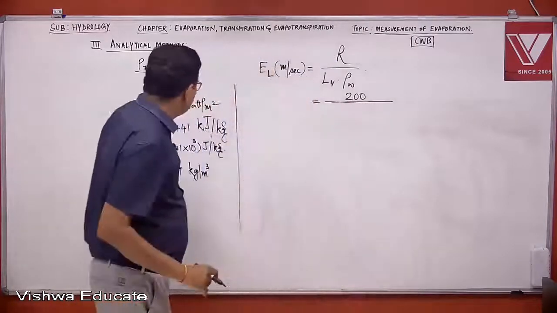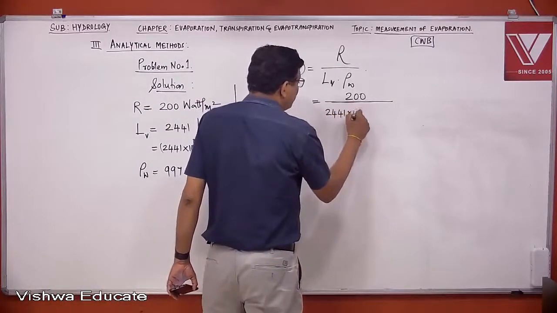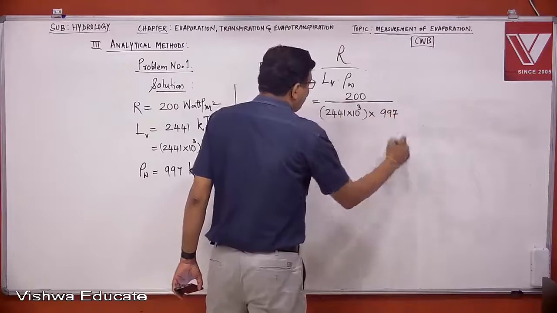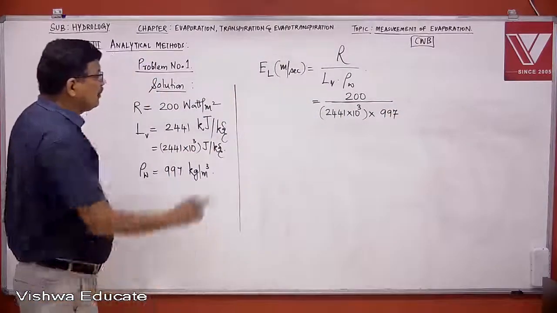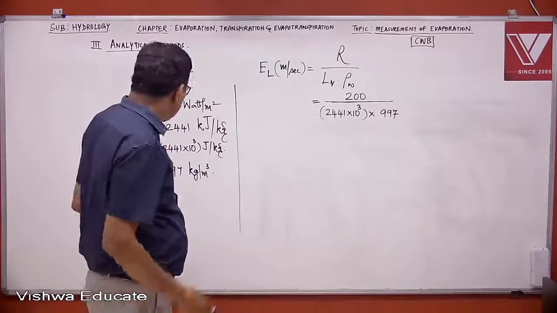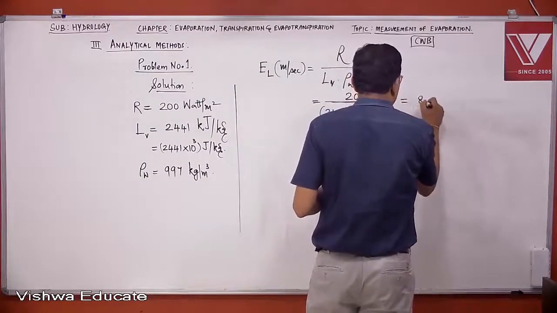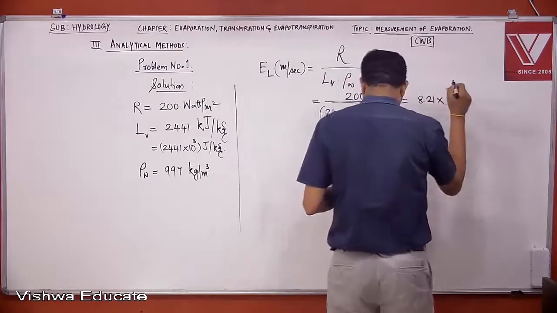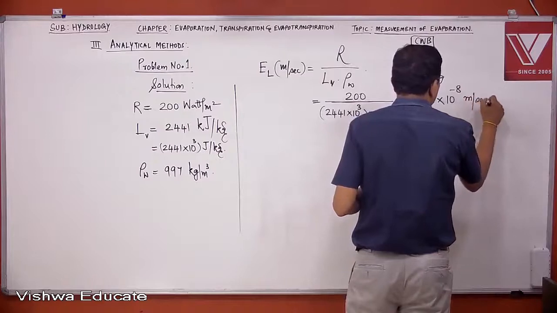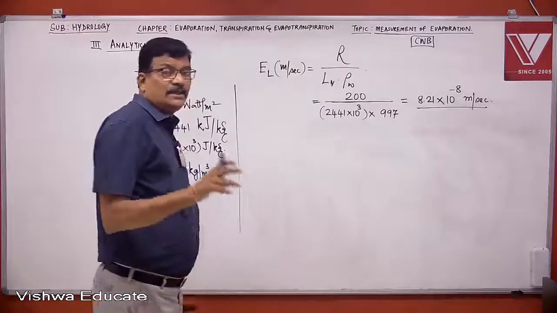Units should be clear. Okay, so the latent heat happens to be 2441 into 10 to the power of 3 joules per kg, and this is 997 kilogram per meter cube. So we have substituted the values in appropriate units, isn't it? Upon simplification, this will give us 8.21 into 10 to the power of -8 meters per second. So the units are in meters per second. That is the evaporation rate.